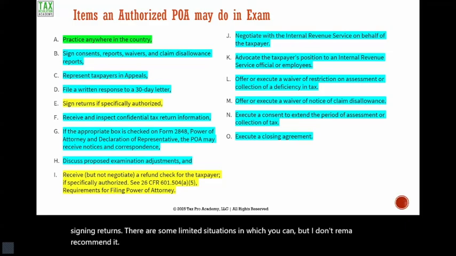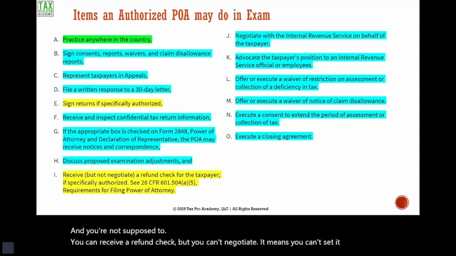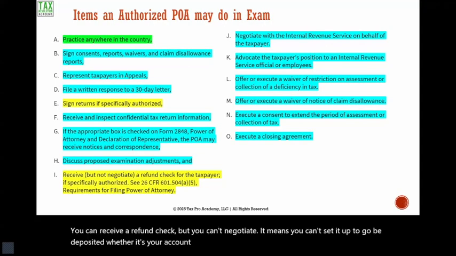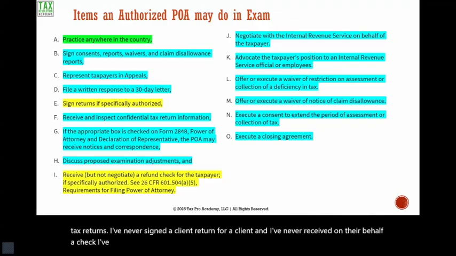You can receive a refund check, but you can't negotiate it. It means you can't set it up to be deposited, whether it's your account or their account. So I just get in the habit of not signing tax returns. I've never signed a return for a client, and I've never received a check on their behalf. I've gotten a check by the taxpayer giving it to me, but I'm usually sending it back in those situations.